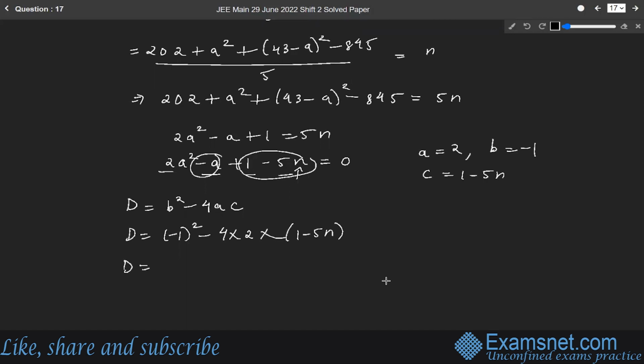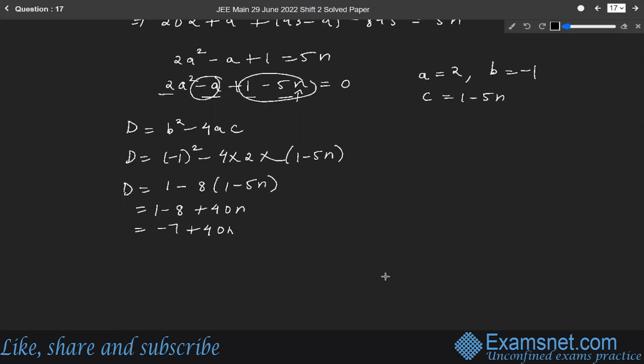D will be equal to minus 1 square. Minus 1 into minus 1 is plus 1. Minus 4 into 2 is minus 8, multiplied by 1 minus 5n. So it will be 1 minus 8 into 1 is 8, minus 8 into minus 5n is plus 40n, since 8 fives are 40. And we have n. So minus 8 into minus 5n is plus 40n. So it will be equal to minus 7 plus 40n. Right? 1 minus 8 is minus 7. So the value of the discriminant is 40n minus 7.